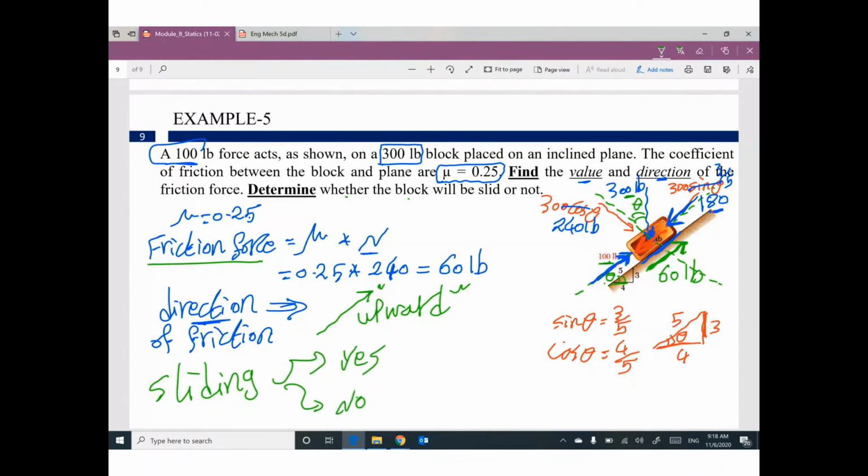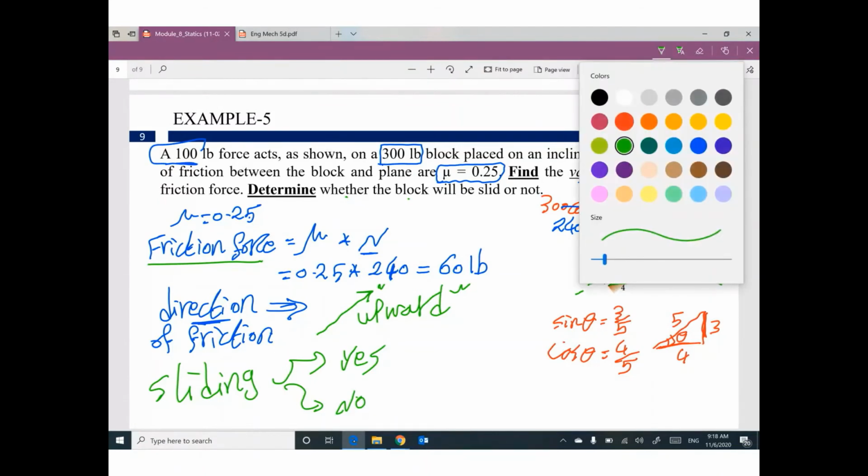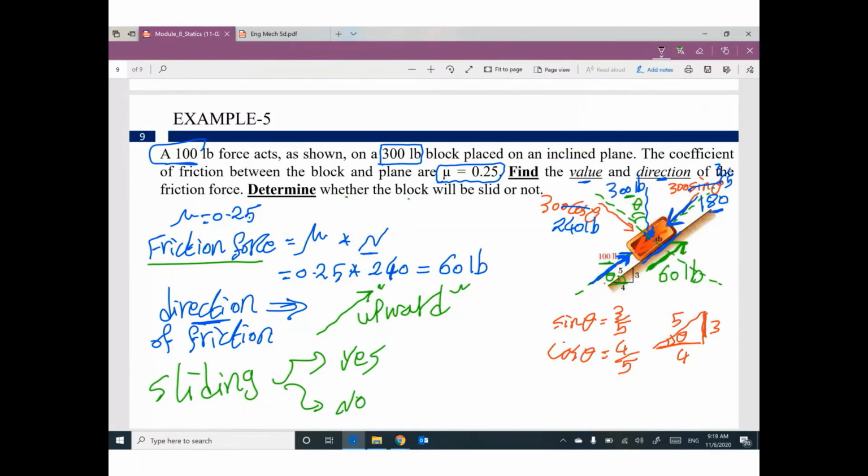Okay, let's go back to the forces. We have two forces going up, 100 and the friction force 60. So the total is 160 going up. However, we have another force due to the effect of the weight coming down, 180. So what do you think? Which one will overcome the other? I believe 180 will overcome this force 100 and this friction force 60, and this block will slide down. That makes sense?